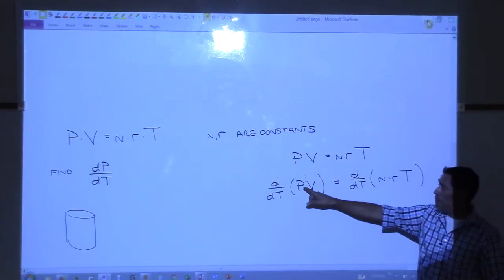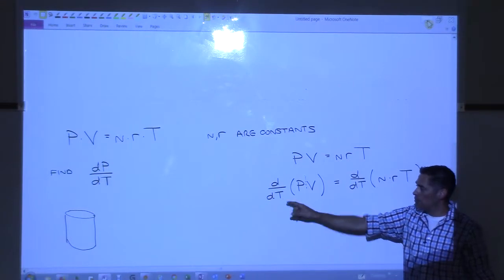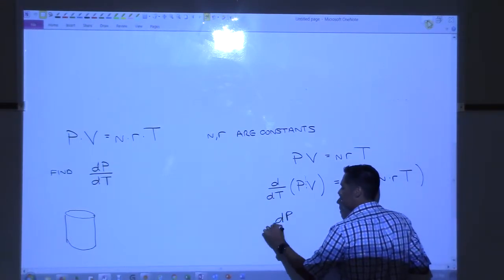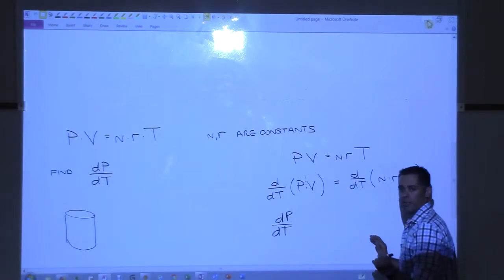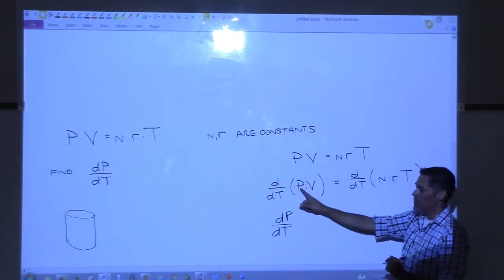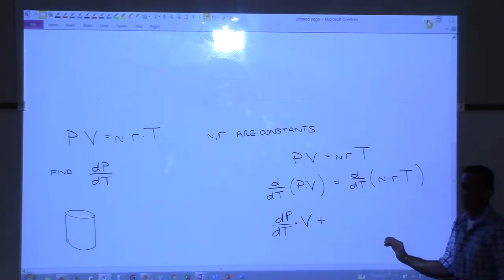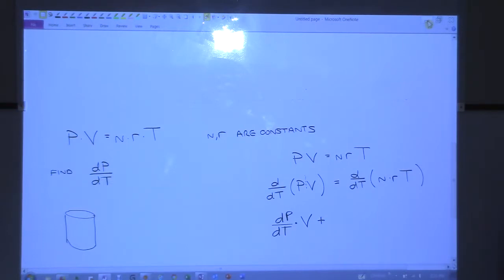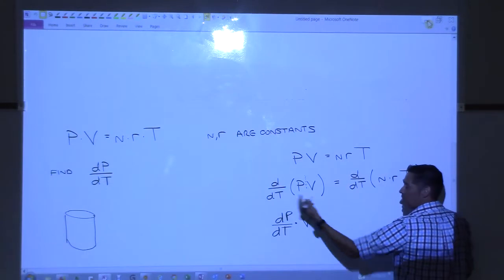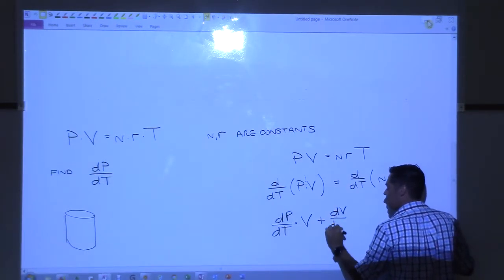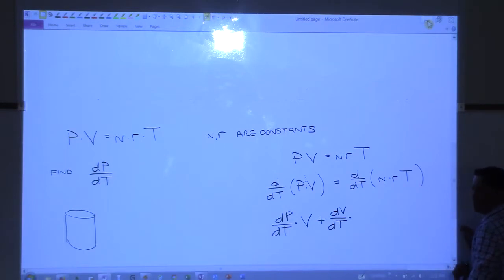So what is the derivative of P with respect to T? dP/dT, right? So that's the derivative of the first one, then times what? The second one, V, plus, now, the derivative of V with respect to capital T, which is dV/dT. We actually, it's not 1, right? It's because V and T aren't the same variable. So it's dV/dT times what? P. So that's our product rule. Are we done on the left? Yes.